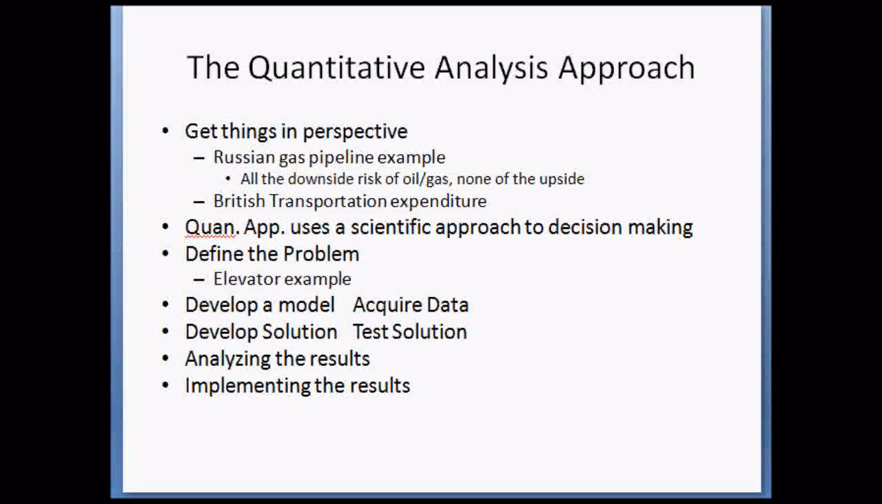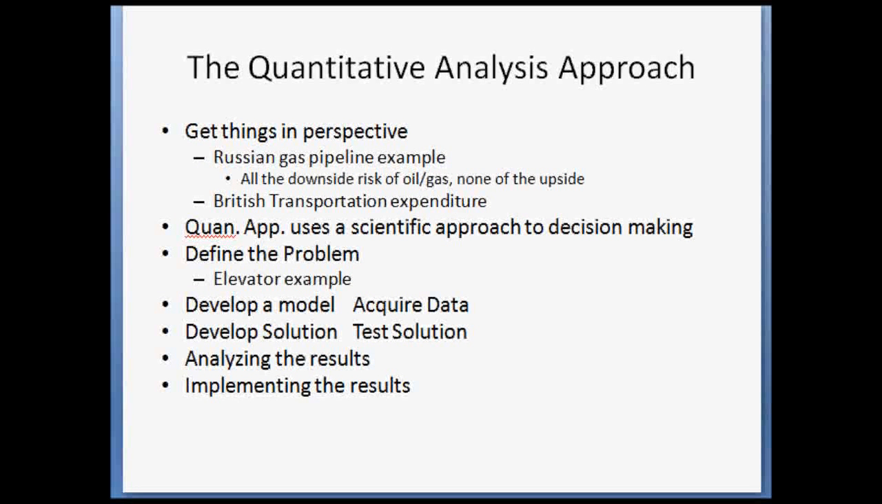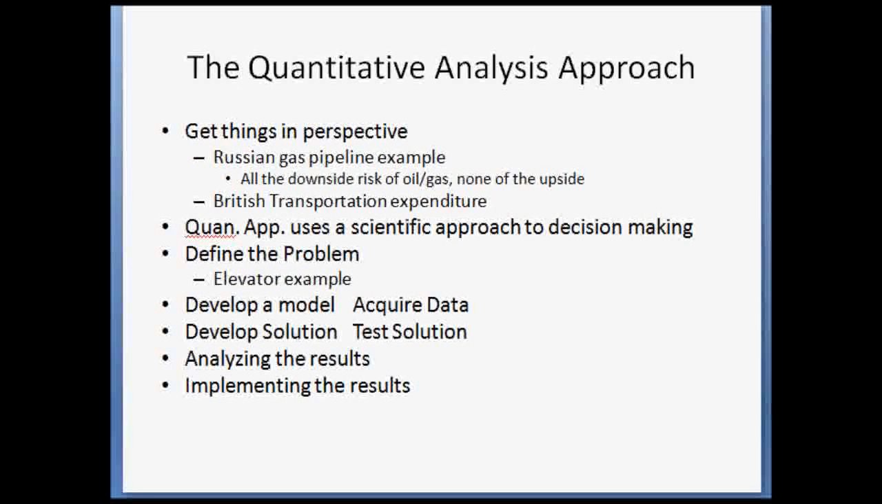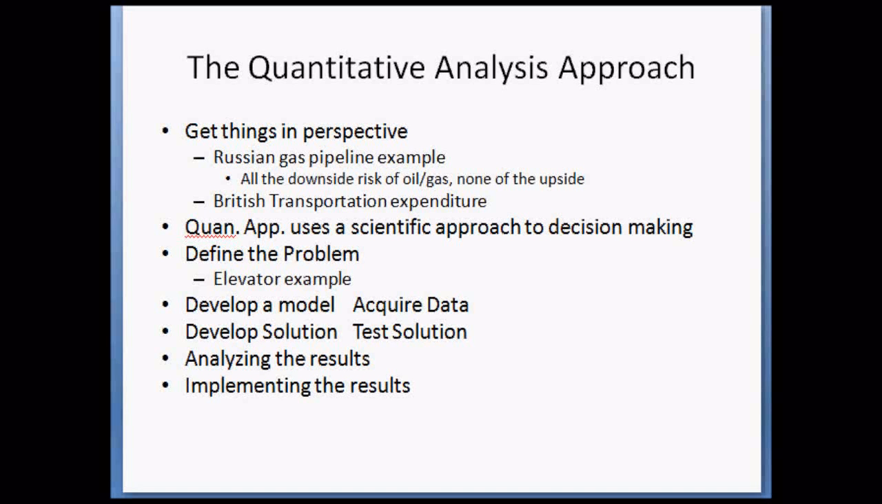So the quantitative analysis approach is discussed in chapter 1, and the basic idea here is to just think broadly about when we should be using mathematically based decision making and what are the advantages and disadvantages. So I've got a couple examples I'll talk about in class, but the basic idea is that if we use a scientific approach to decision making, we're seeking to collect data, to make conclusions, to try to generate models of the world.